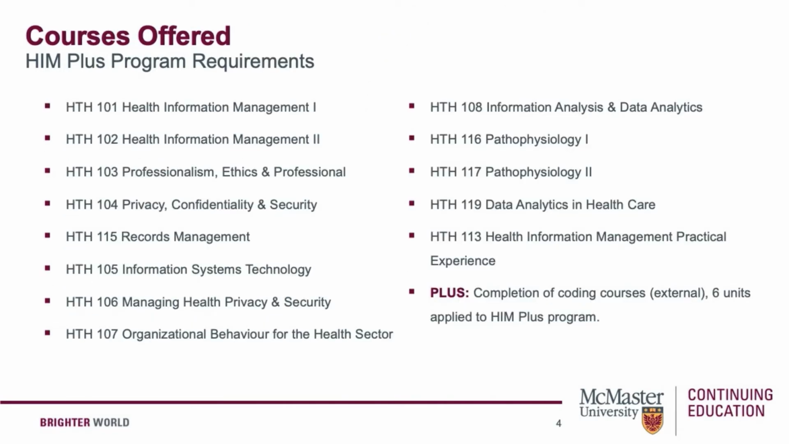The HIM Plus program consists of the following courses. All courses are required for the program. Each course is evaluated as 3 units of undergraduate study with McMaster University. Coding courses, again taken with CHA Learning or another externally approved HIM accredited program, will be transferred into the HIM Plus program as 6 units of study.